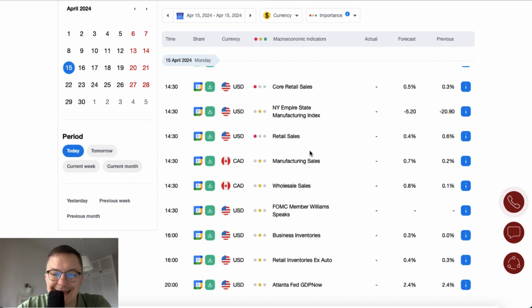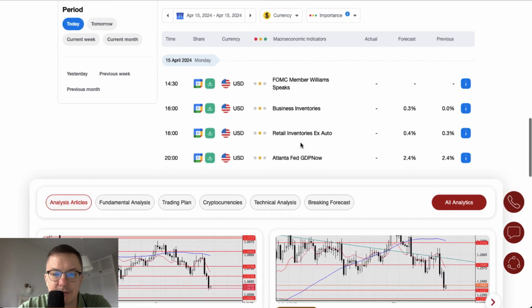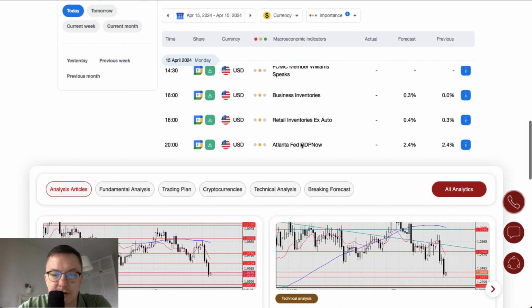New York Empire State Manufacturing Index will be released at 2:30 as well. And we got the speech from the FOMC member Williams. In the meantime, we got manufacturing sales and wholesale sales data from Canada scheduled for release at 2:30 as well. And then we got business inventories at 4 o'clock together with the retail inventories excluding autos. And the last event of today, Atlanta Fed GDP Now, is scheduled for release at 8 p.m.